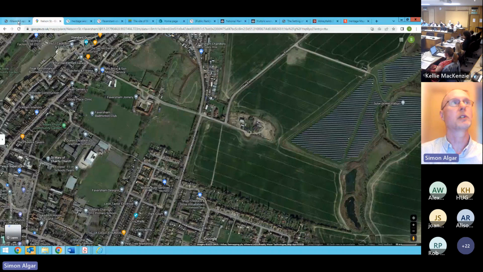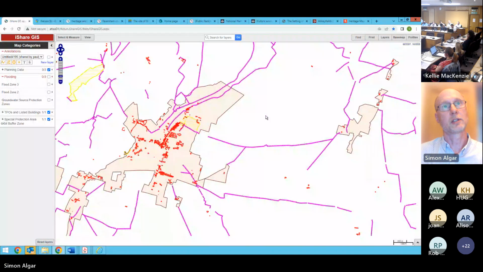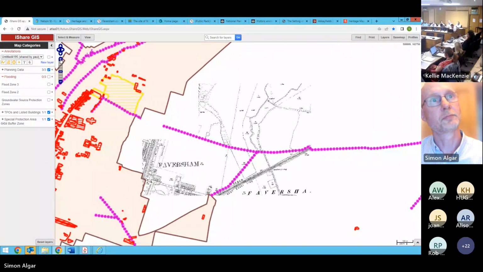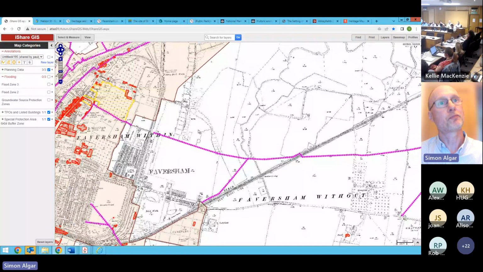If I just flip over to a historical map for a moment, I'll zoom in for you. You can see the site is here. The buildings related to the former brickmaking use of the land lie here. And this was the railway line linking to the brickworks and ultimately going onto the quay, onto the creek, sorry. That's one of the reasons why there's an embankment along this side of the road, from when they dug out the ground to lay the railway line.